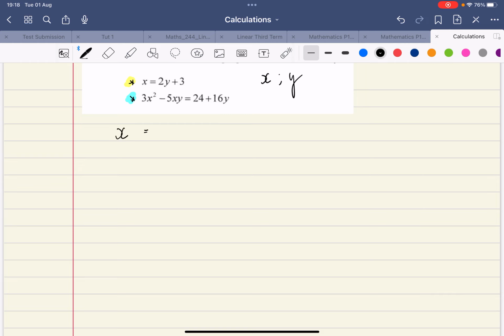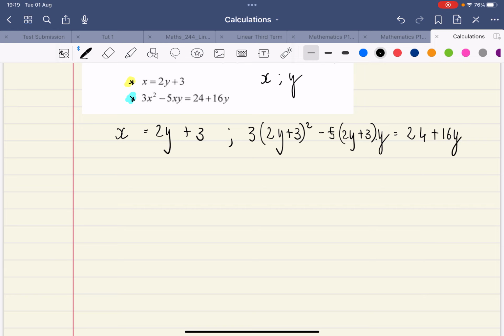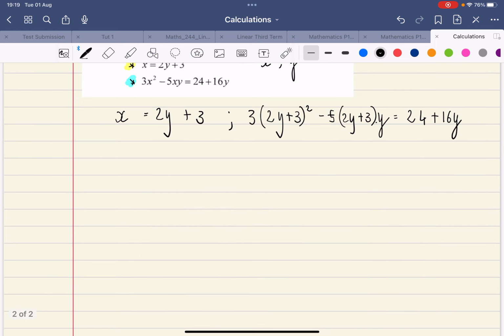x equals 2y plus 3. This might involve some algebra, so let's keep our hats on. 3 times (2y plus 3) all squared, minus 5 times (2y plus 3) times y, equal to 24 plus 16y. So let's expand all of this out.